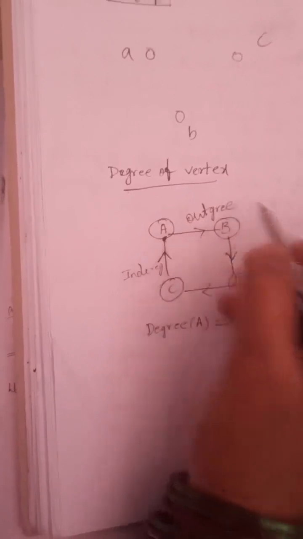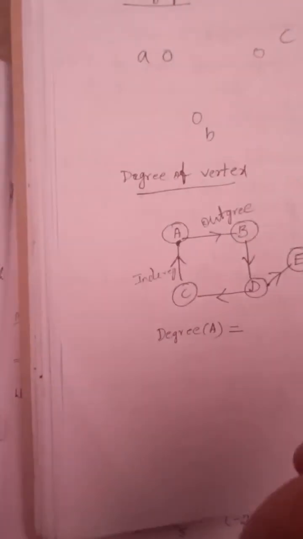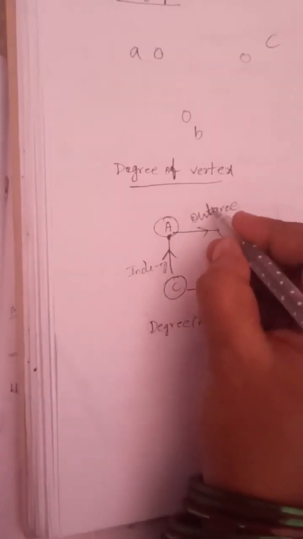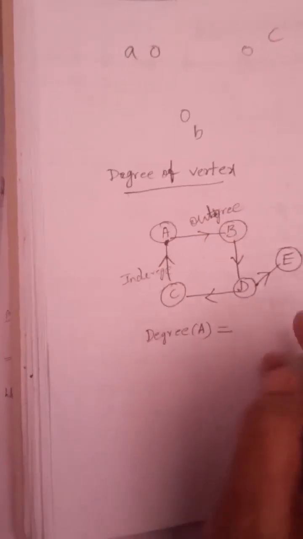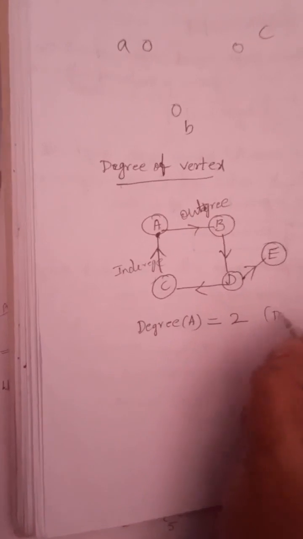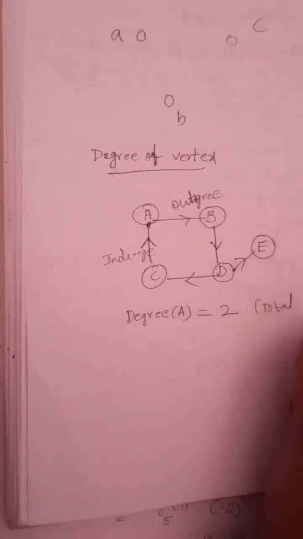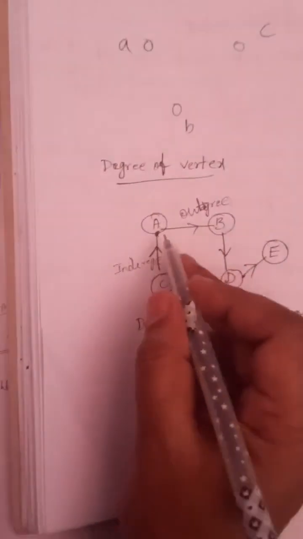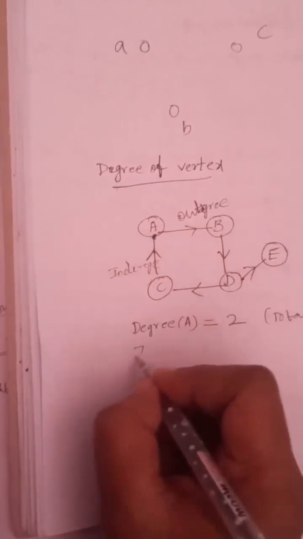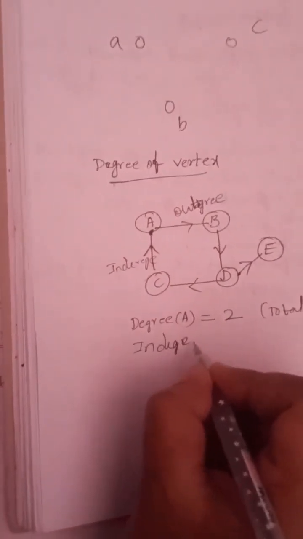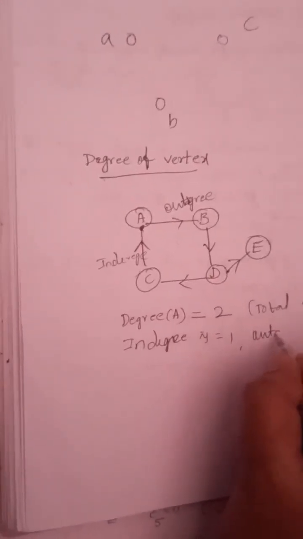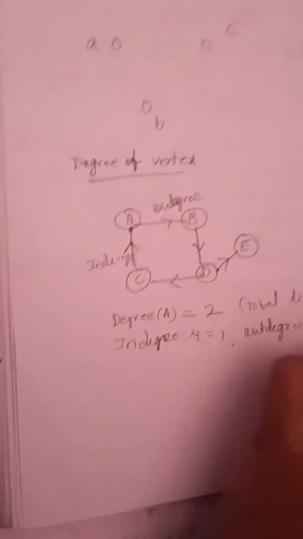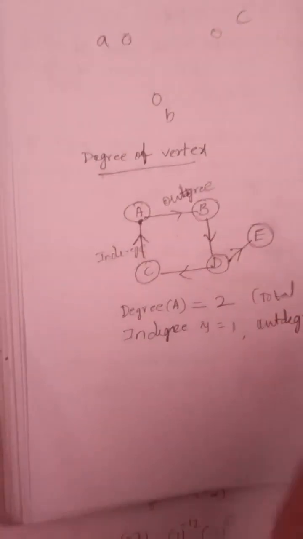The edge which is outgoing from A is called out degree, and the edge which is coming to A is called in degree, and degree of A is equal to 2. This is total degree. What about the degree of the other vertex? In degree is 1, out degree is 1, and total degree is 2.